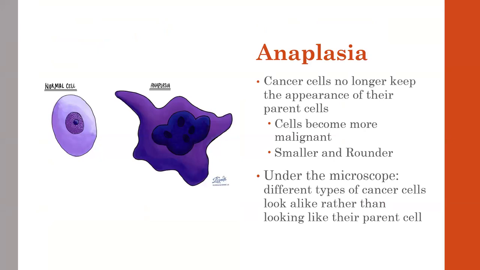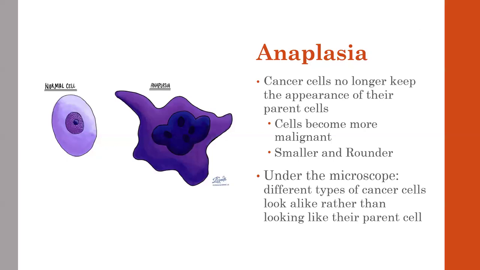Within anaplasia, the cancer cells no longer keep their appearance, and the cells tend to become smaller and more mobile. With this, cancer cells like to navigate throughout the body and set up shop in different places to be able to spread the cancer, spread the malignancy.